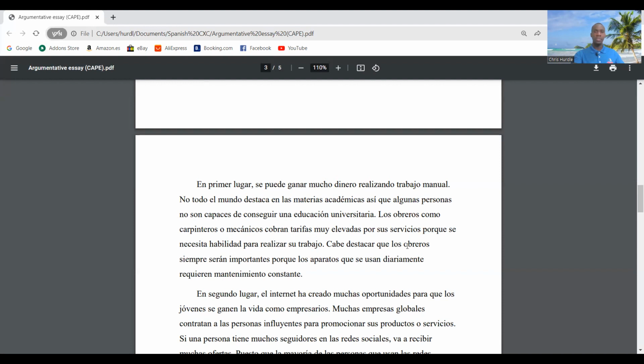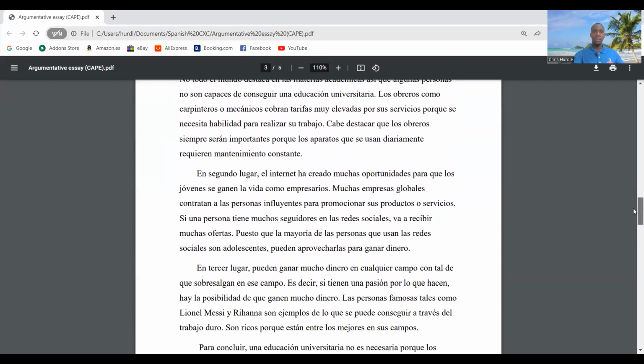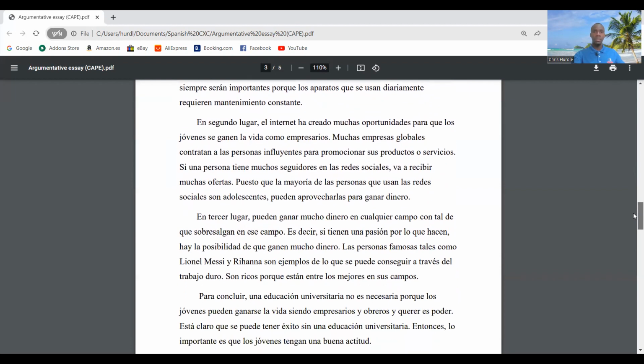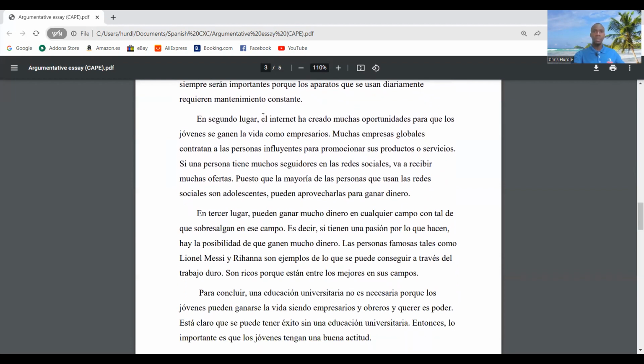Cabe destacar que los obreros siempre serán importantes porque los aparatos que se usan diariamente requieren mantenimiento constante. It is worth noting that blue-collar workers will always be important because the devices that are used daily require constant maintenance, and that's a fact. Es verdad. Okay, second point.